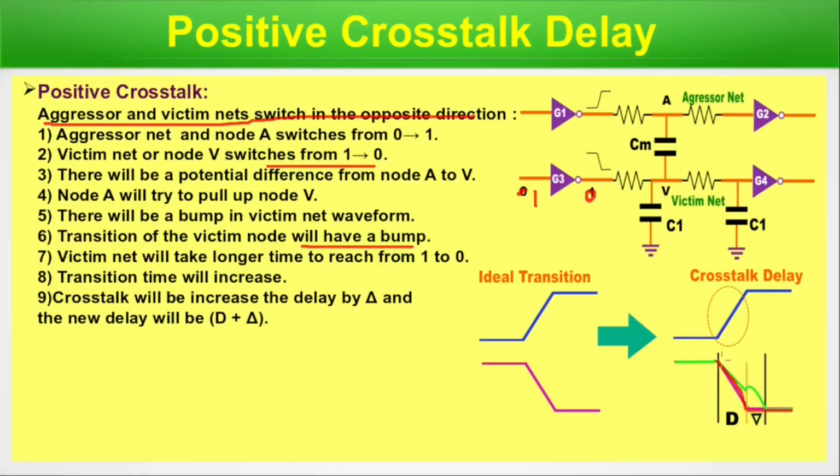And since it's trying to pull it, there will be a bump. If there is no interruption, it would have transitioned here. It will reach 0, and since it's pulling up, this victim net will reach 0 a little bit later. That is delta. This delta time is added to the delay. This is called D plus delta. So it's actually increasing, positive. It's increasing the delay. We are done with this slide. Now let's move to the next slide.